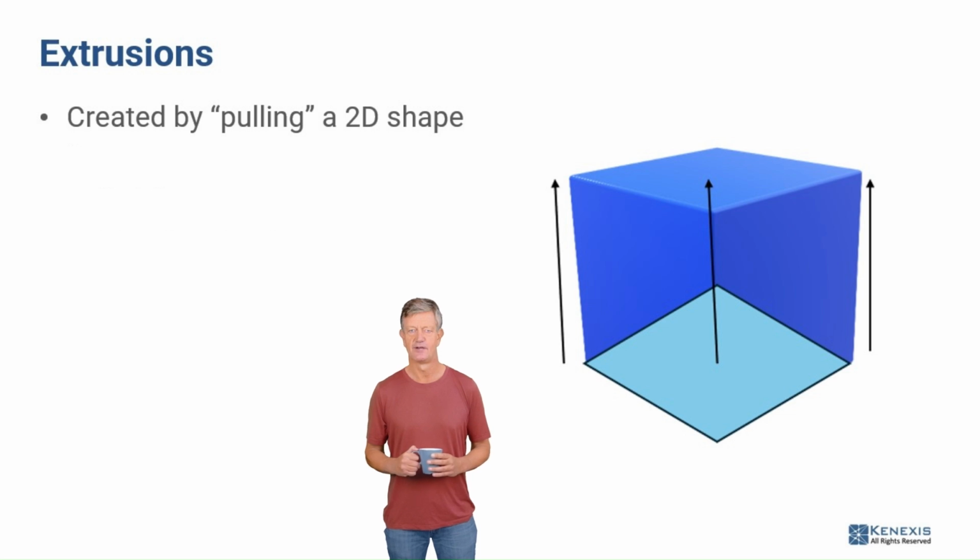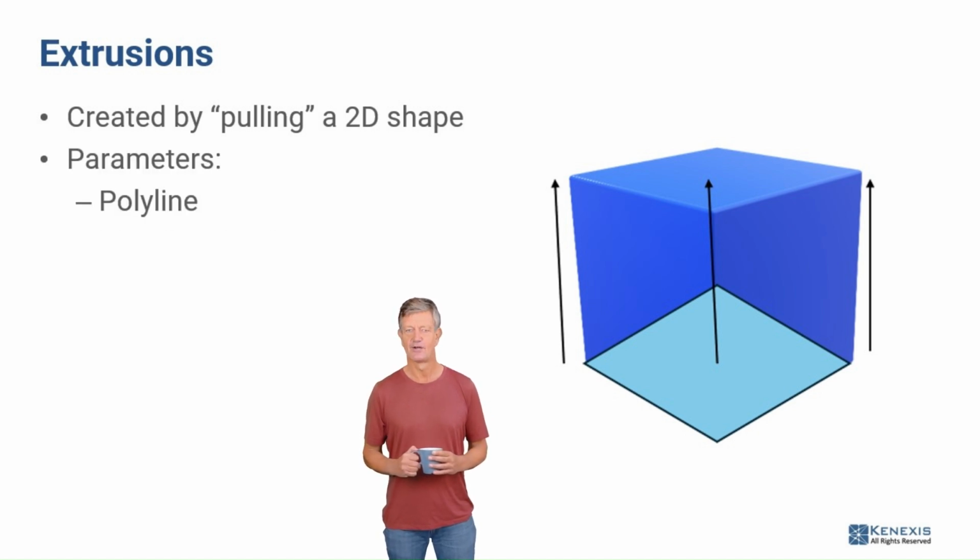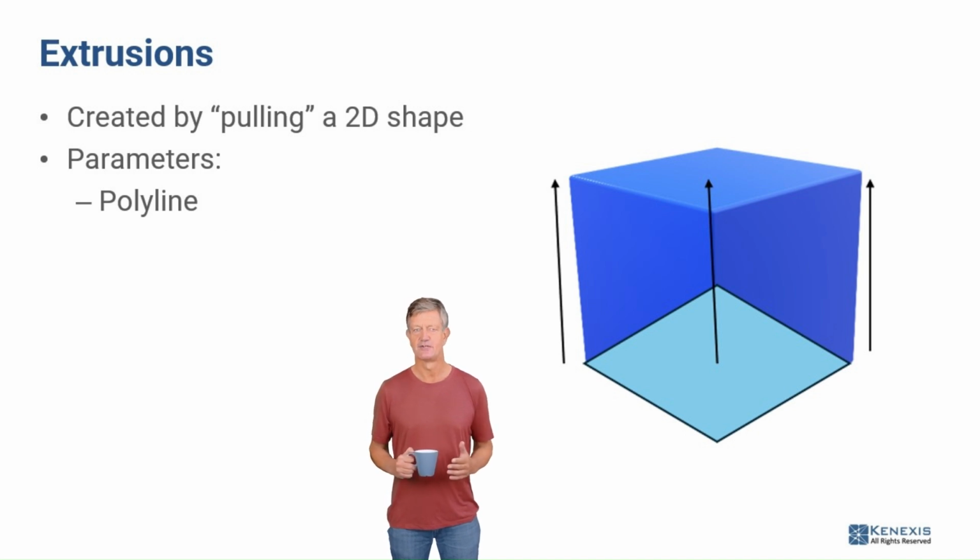Another way to define a 3D shape is the extrusion method. An extrusion creates a 3D shape by pulling a 2D shape, giving it a third dimension. The process begins by defining the 2D shape, often using a polyline, which is an array of 3D coordinates representing a 2D surface. Using 3D coordinates to define these 2D polylines allows us to place them anywhere in 3D space.